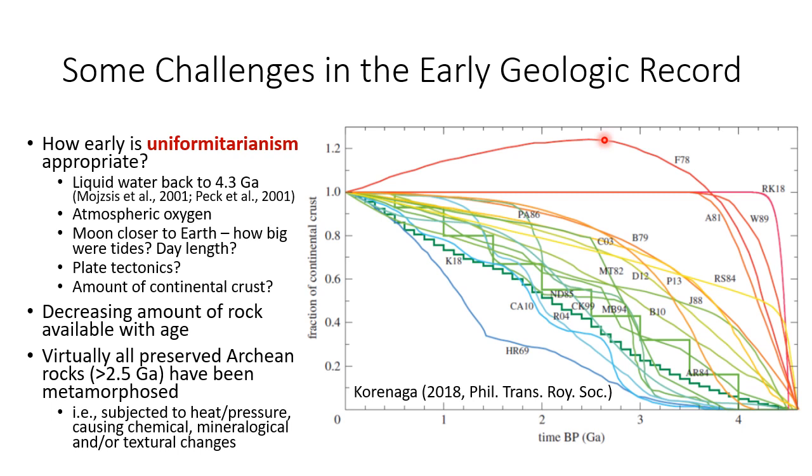A major challenge in the early geologic record is that virtually all preserved Archean rocks, by which I mean rocks older than 2.5 billion years, have been metamorphosed to some extent. Now, metamorphism occurs when a rock is subjected to heat and pressure, either through burial from younger rocks or squeezing and straining during tectonic events. And this causes the rock to undergo chemical and textural changes, which can obscure and in many cases destroy evidence for biology that previously existed in the rock.